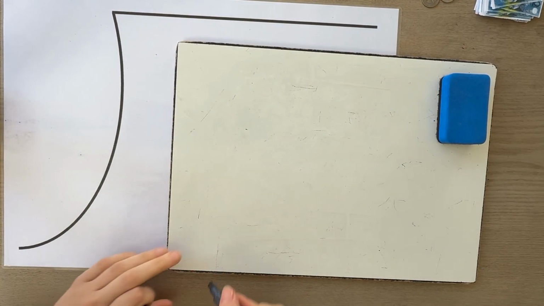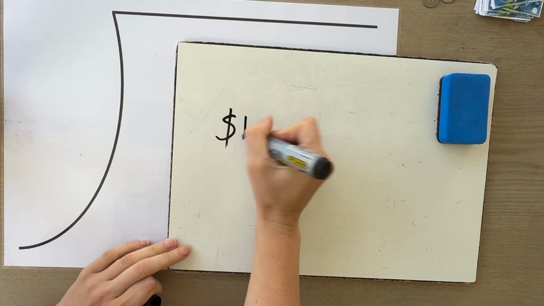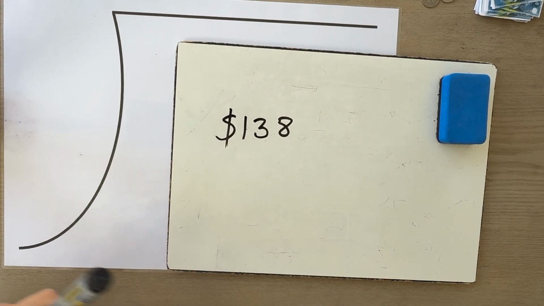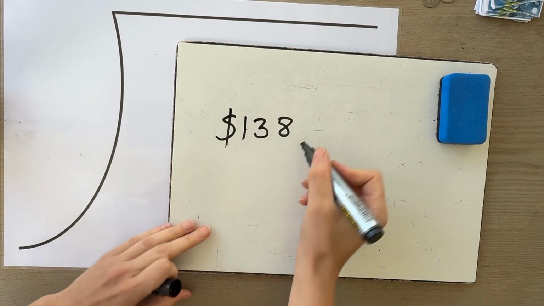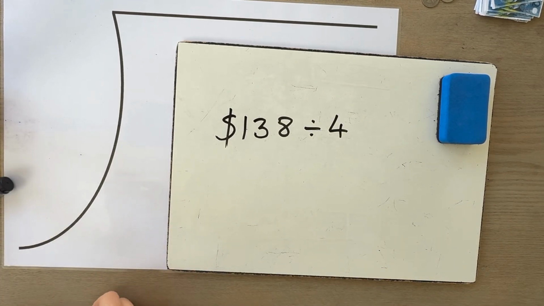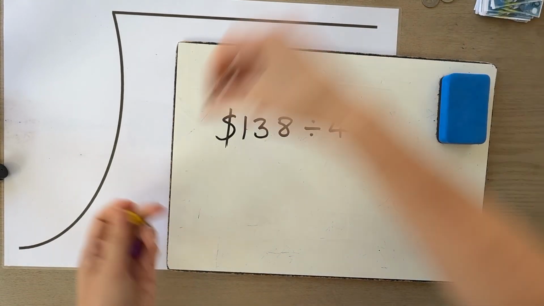Hey everyone, we're going to share our cash now in the algorithm format. So we're going to do the same problem we did with the blocks, so it matches up and you can see the difference: $138 shared between 4 people. So we'll get our 4 people out and ready to share the cash with each other.